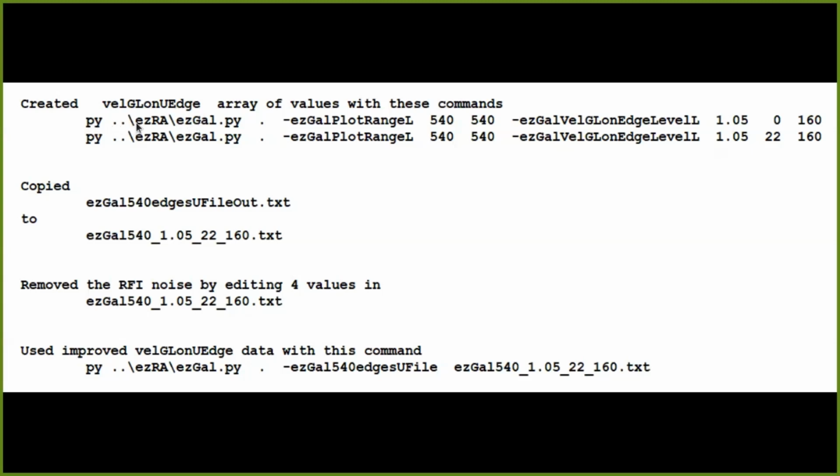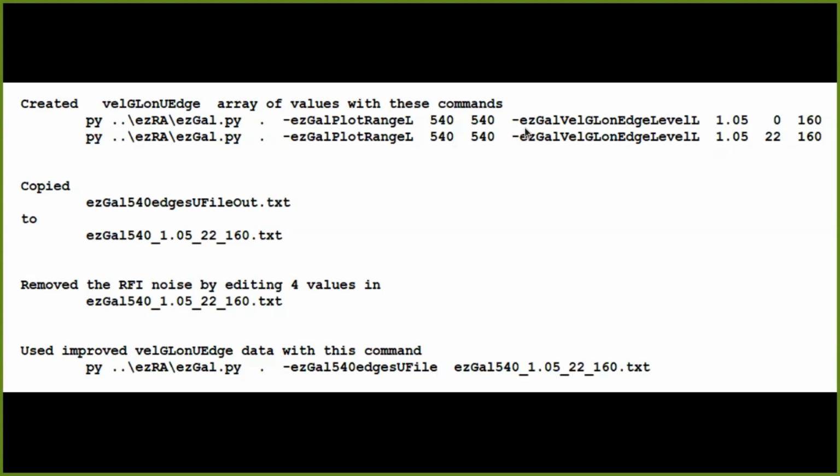I ran Python, ezGal, and then I requested the level value of 1.05 eventually. I climbed up from 1.01, you recall, each one with a 0 after it. When I decided 1.05 was good, eventually I changed that to galactic longitude 22 for the left part of that diagonal line, and then 160 for the value of that diagonal line once it met galactic longitude 0, that central vertical line.